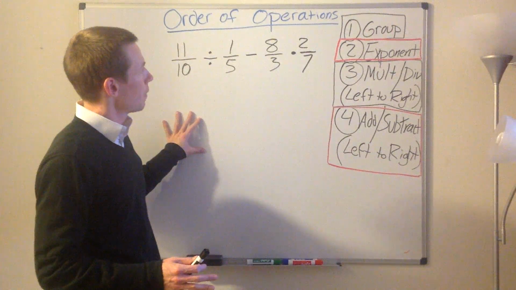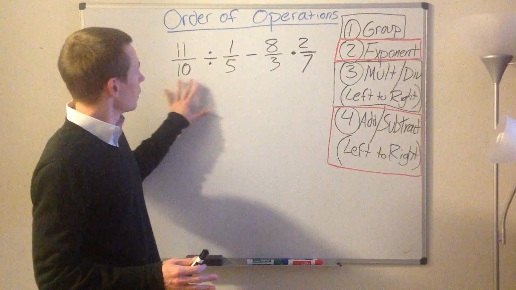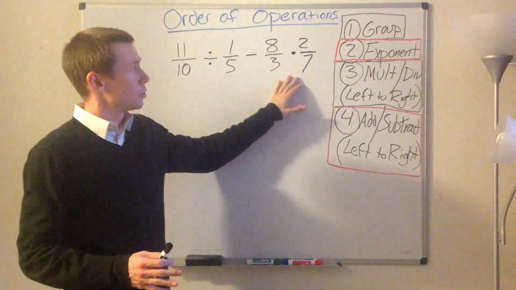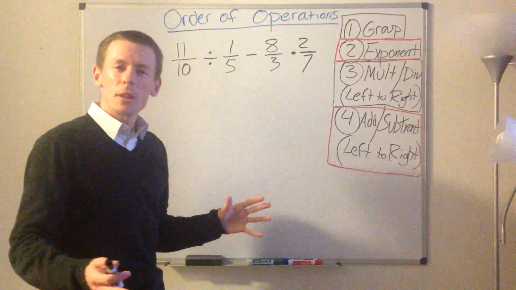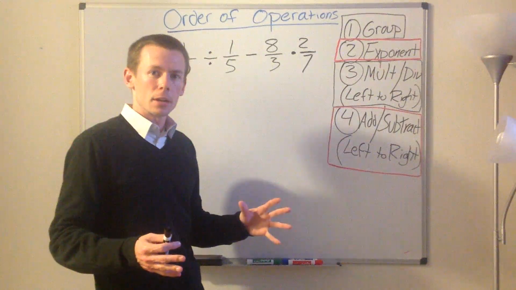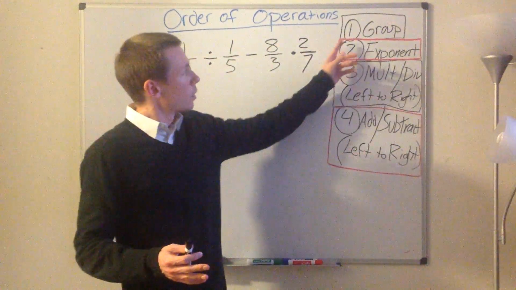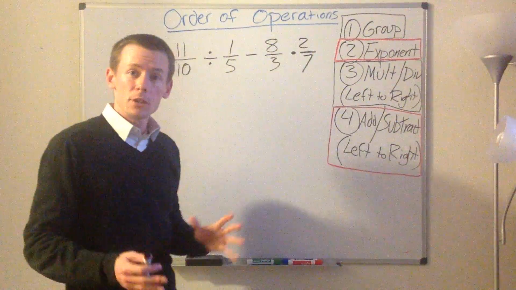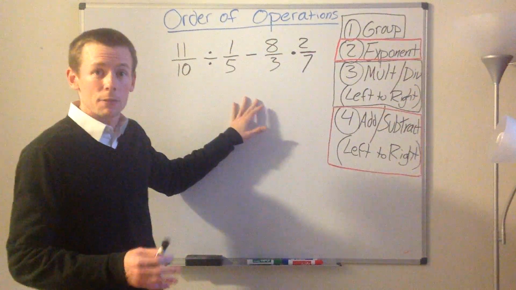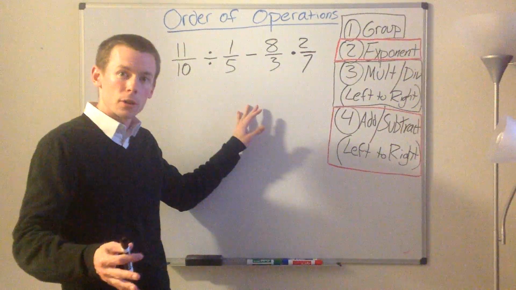So let me just do one here. So we have 11/10 divided by 1/5 minus 8/3 times 2/7. So we just want to apply those same order of operations and now use our fraction calculations. So we're looking first for any parentheses or brackets or braces, but there aren't any in this problem. If there were, you would go ahead and do those first.